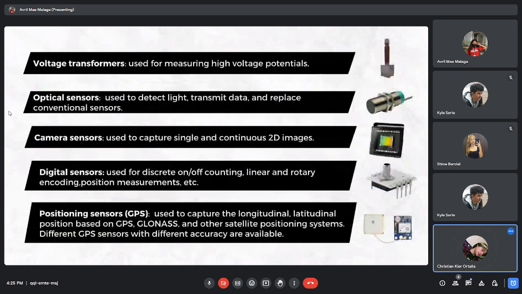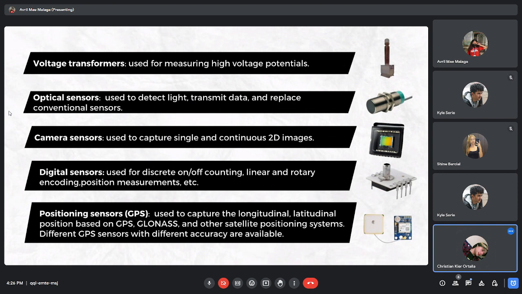Next slide. So, voltage transformers are used for measuring high voltage potential. Optical sensors are used to detect light, transmit data, and replace conventional sensors. Camera sensors are used to capture single and continuous 2D images. Digital sensors are used for discrete on-off counting, linear and rotary encoding, position measurement, and so on. Positioning sensors, GPS, are used to capture longitudinal and latitudinal position based on GPS, GLONASS, and other satellite positioning systems. And different GPS sensors with different accuracy are available.